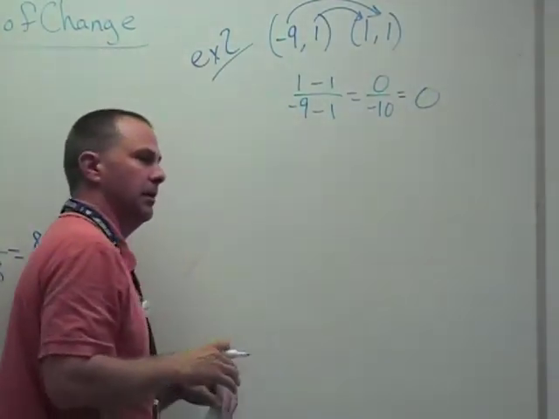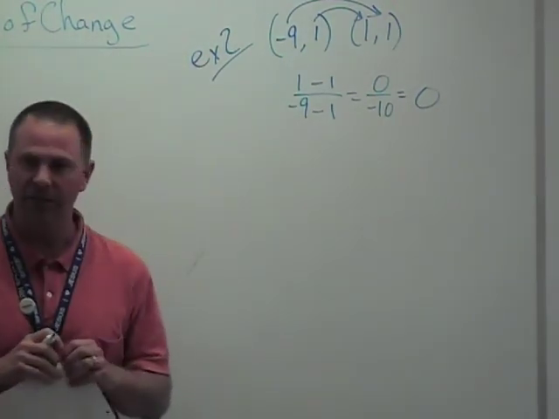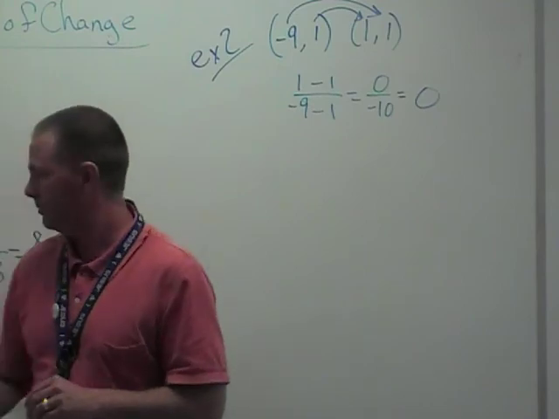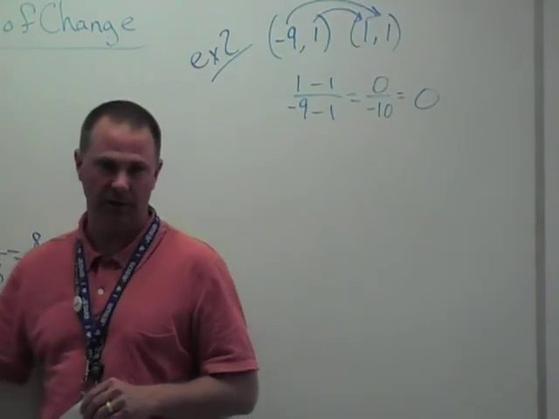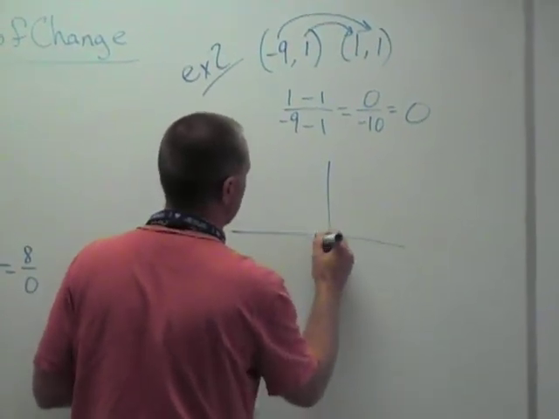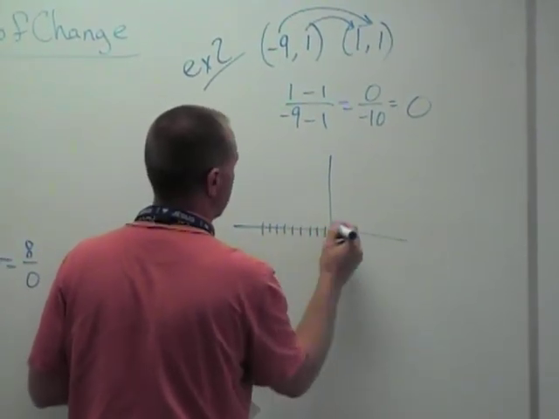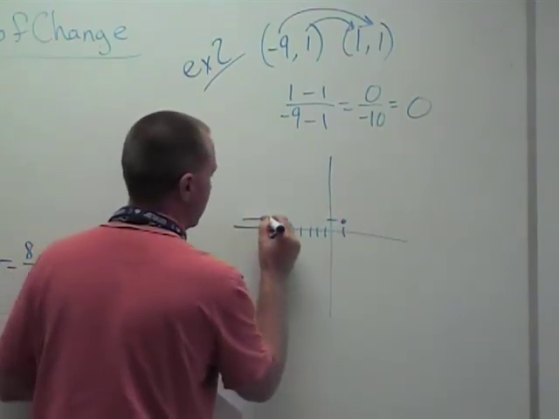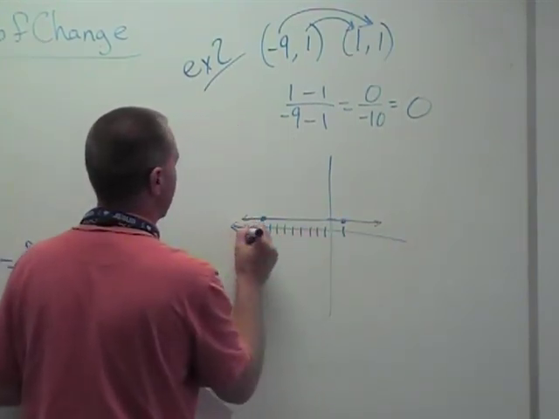0 over anything is 0. That is not undefined. It's 0. 0 is a value. This is undefined. This is vertical. If we graph these 2 points, negative 9, 1 and 1, 1, we get that line right there.